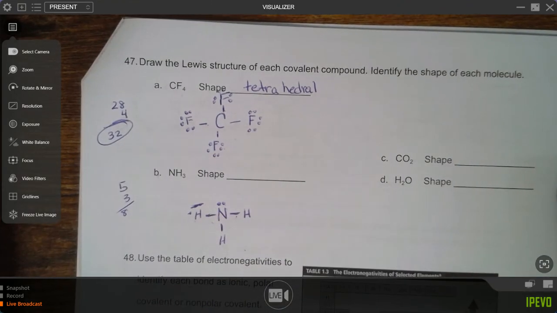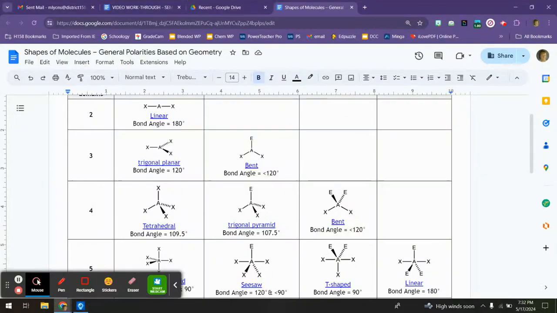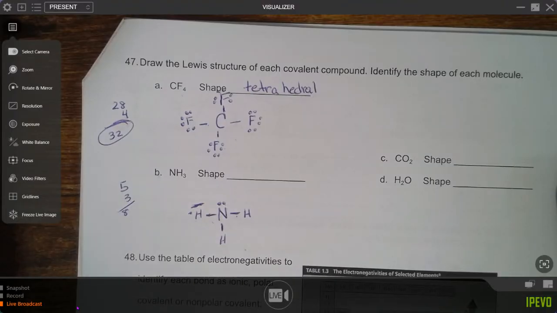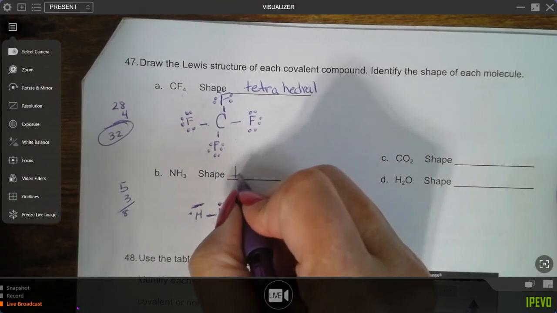So let's hop over here to our shape sheet. And remember we have numbers of electron domains. So this still has 4 electron domains, but it's got 1, 2, 3 atoms attached and 1 lone pair. So trigonal pyramid is going to be the shape of NH3.